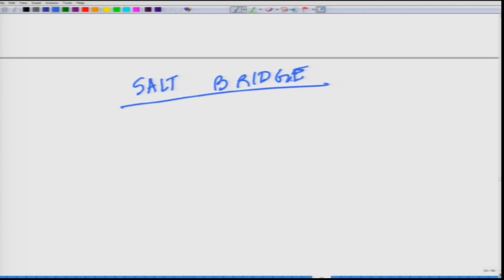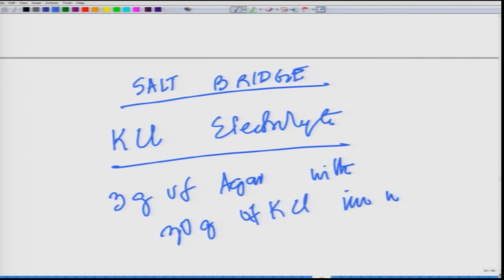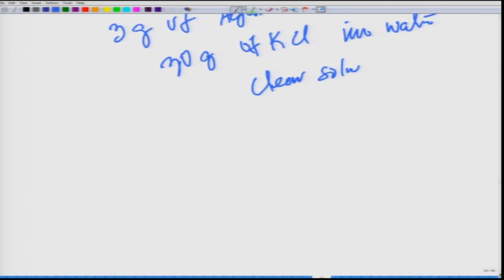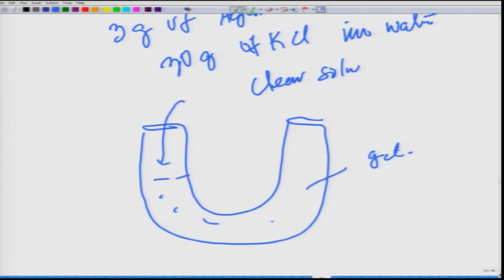Okay. For reactions that do not involve silver or other species that react with chloride, the salt bridge usually contains KCl electrolyte, and a typical salt bridge is prepared with 3 gram of agar and 30 gram of KCl in water. You prepare this till you obtain a clear solution, and the solution is poured into a U tube to allow it to gel. So, this is how you prepare these kinds of salt bridges.